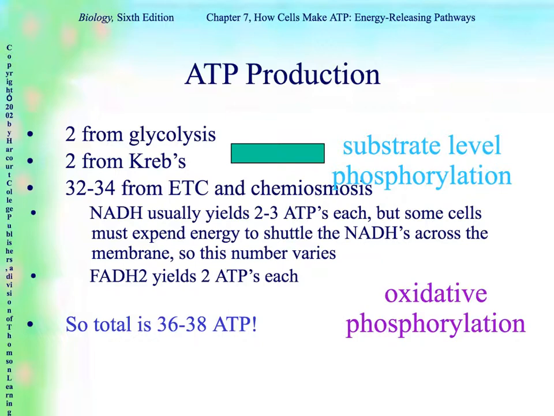Usually NADH will yield 2 to 3 ATPs each. It varies. FADH2 will yield 2 ATPs each. So there is a range on the number of ATPs that can be made. It usually ranges from 36 to 38.